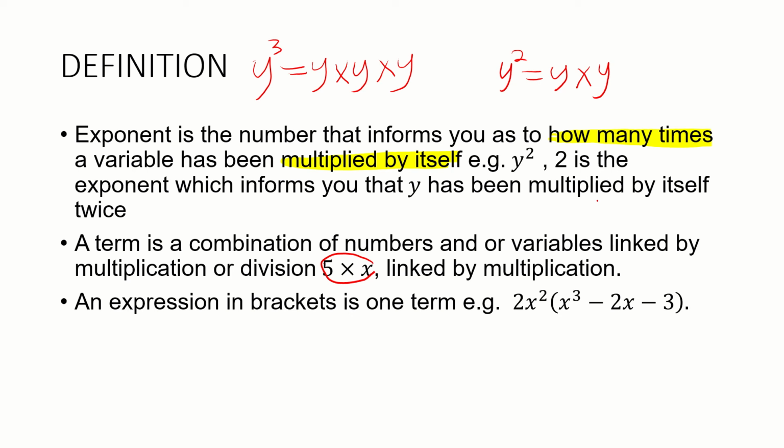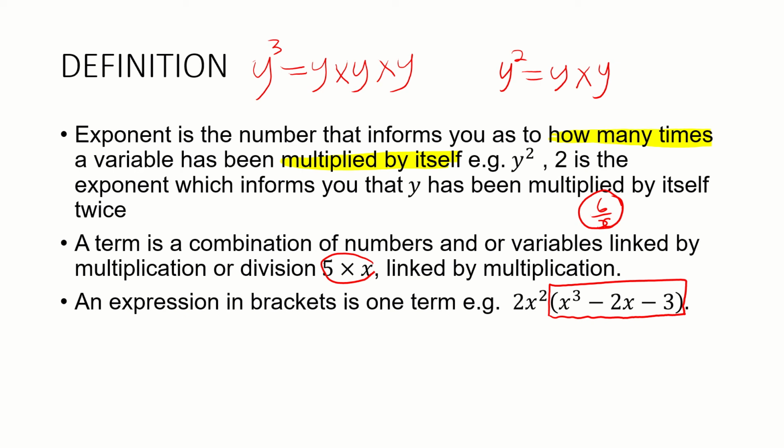So I can have 6 divided by x. This is a term. It is linked by division. An expression in bracket is one term. This is one term because it has a bracket. It is enclosed by a bracket.